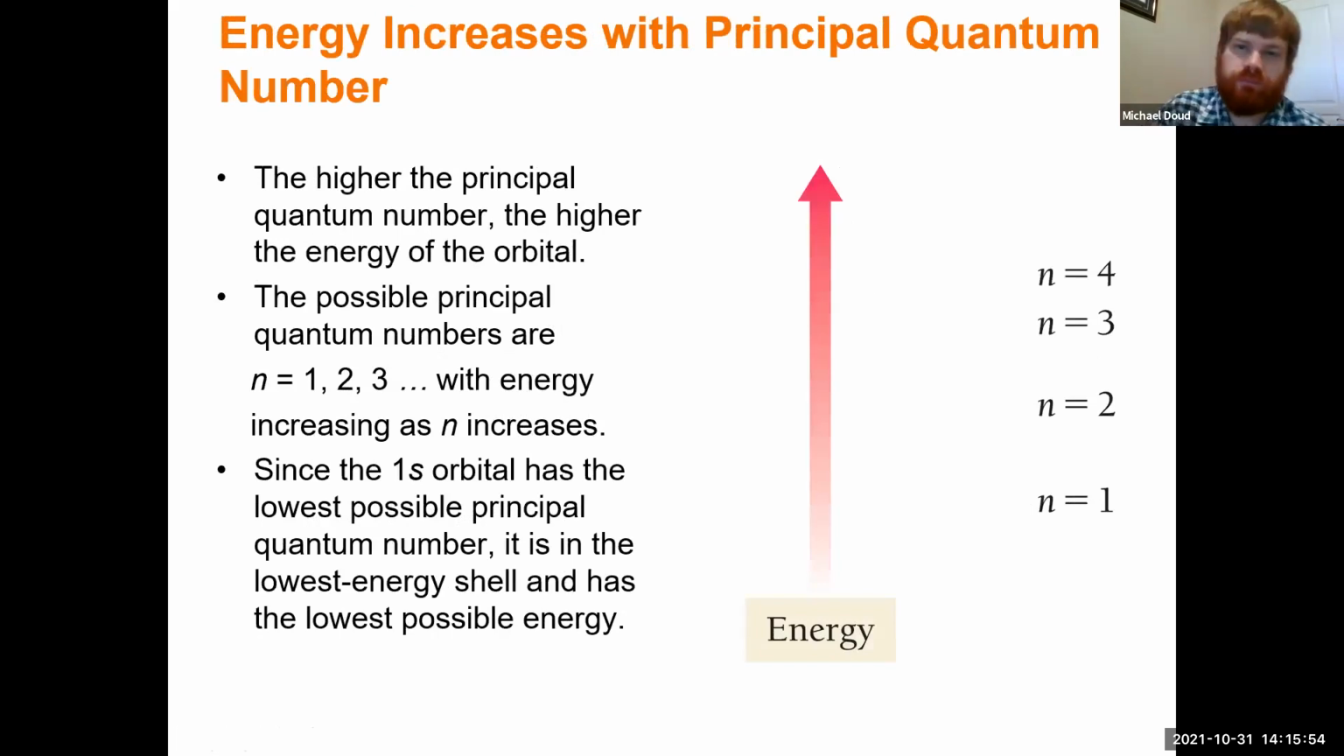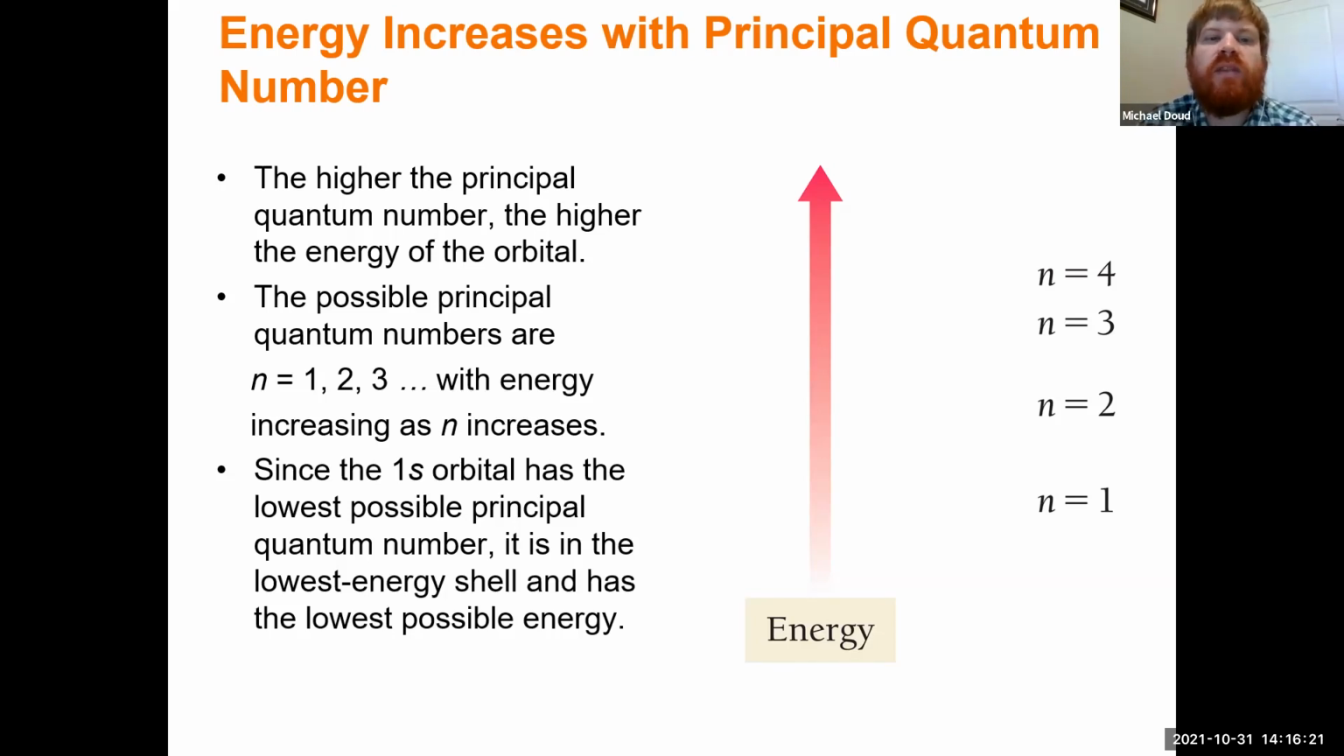Okay, so let's go ahead and start with the numbers. So we're going to talk about the principal quantum number first. Remember, the principal quantum number, that's the n. So for 1s, that's the 1. Now, as I mentioned, these are the counting numbers. So they go 1, 2, 3, 4, 5, 6, 7, 8. We haven't gone beyond 8 yet, but theoretically it's possible to go beyond 8.